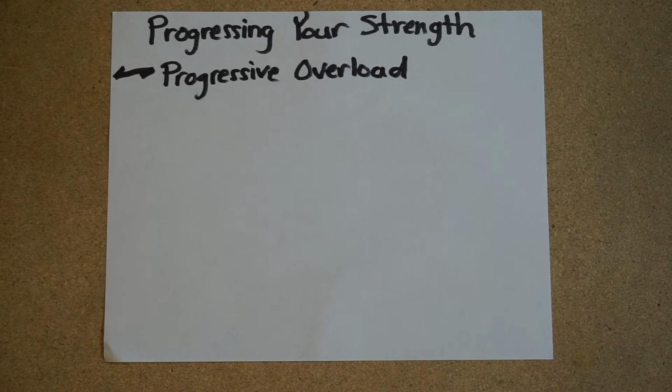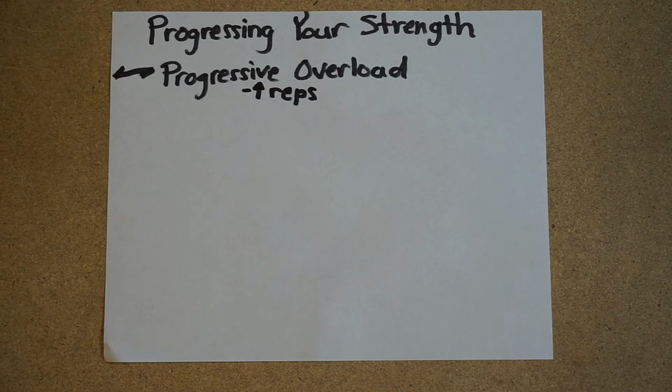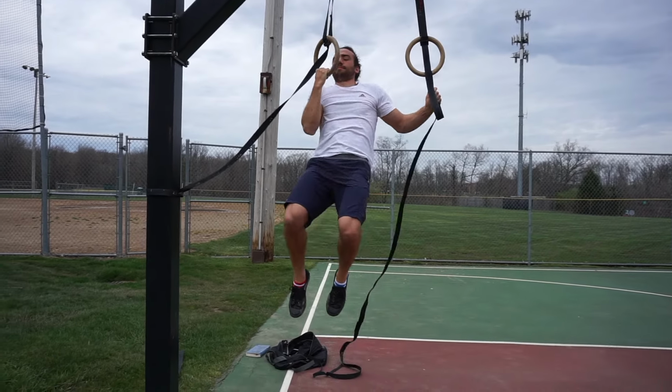Now this is the most important step. This is how you get stronger. In bodybuilding, you would add weight, but since we're doing bodyweight strength, the first thing we want to do is increase the number of reps. So if we're starting at 2 reps for all sets, the next session we want to try to get 3, the next 4, the next 5.